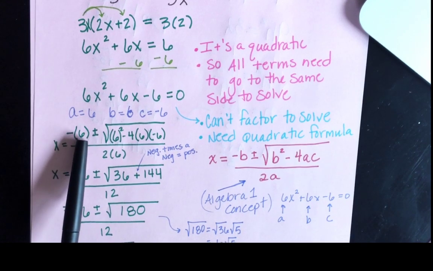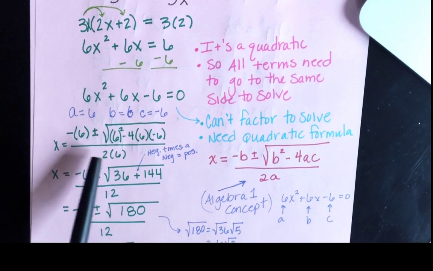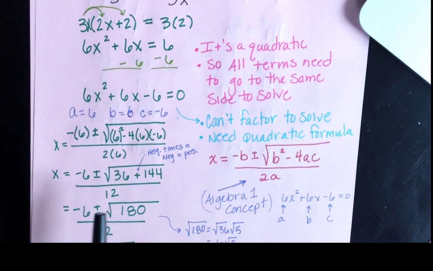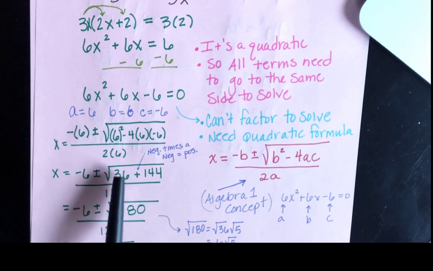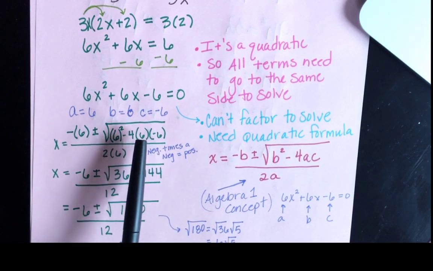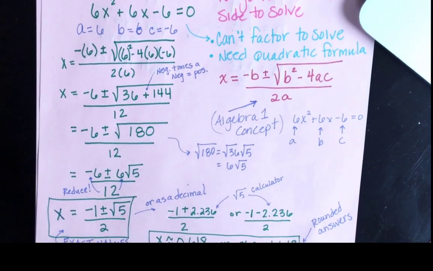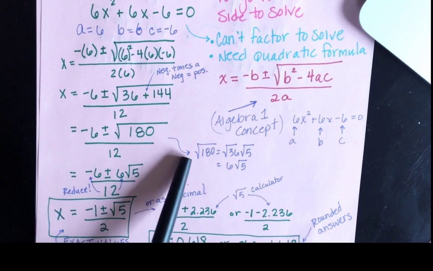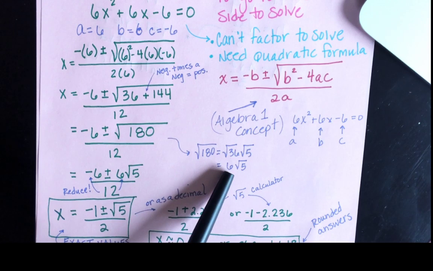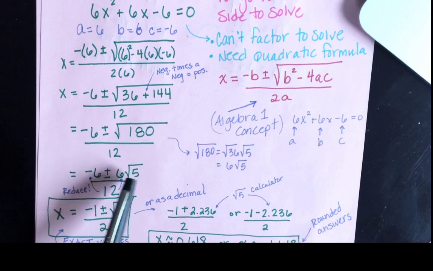So I plugged that in: negative B plus or minus the square root of B squared minus 4AC, all divided by 2A. And then I just simplified. I have negative 6, 36 comes from the square of 6, and then the negative 4 times the negative 6 times 6 is our positive 144. And then 2 times 6 is 12. I showed, again, all the steps in y. So when I add those together, I get 180, and then copied everything else down. I simplified 180 the same way we did the 32, and this ends up being negative 6 plus or minus 6 radical 6 over 12.